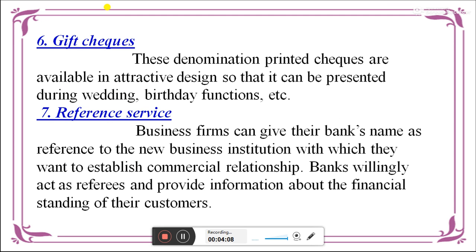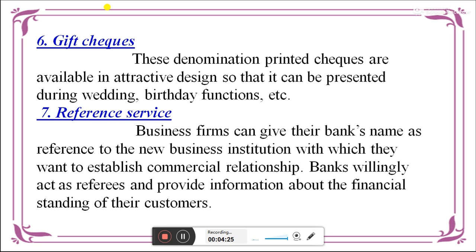Next, gift cheque. This is a cheque with a printed denomination, available in attractive designs. It can be given as a present during weddings, birthday functions etc. This is a gift cheque. A gift cheque is provided for gift purposes.